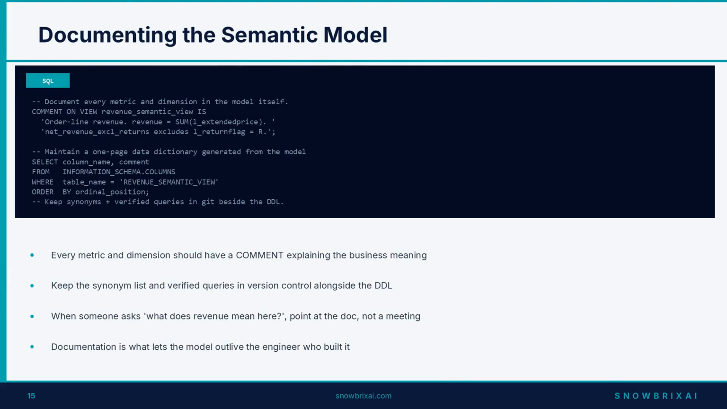So who remembers what revenue means here? The model should. Every metric and dimension gets a comment explaining its business meaning. Revenue is order line revenue, the sum of extended price. Net revenue excluding returns excludes the lines where the return flag is R. Then maintain a one-page data dictionary generated from the model itself. Keep the synonym list and verified queries in version control, right beside the DDL. And when someone asks, what does revenue mean here? You point at the doc, not a meeting. Documentation is what lets the model outlive the engineer who built it.